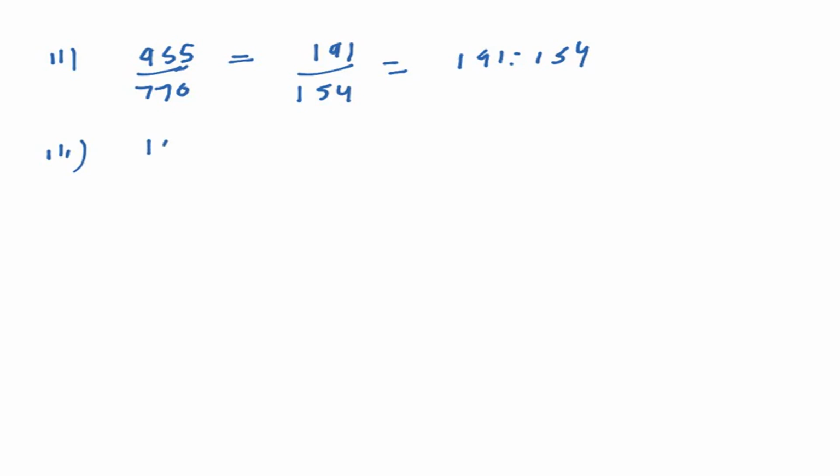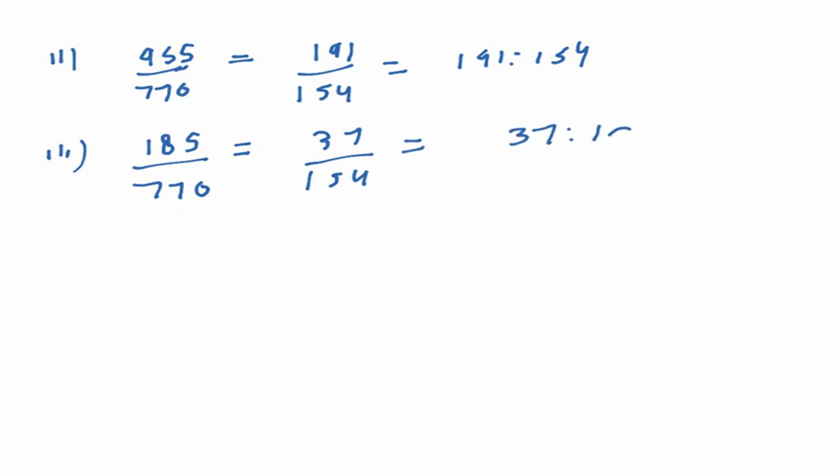Now the third part is we have to find the ratio of her savings to her expenditure. Her savings is 185 and her expenditure is 770. Again the HCF will be 5. We will divide and we will get 37 by 154. So the required ratio is 37:154.